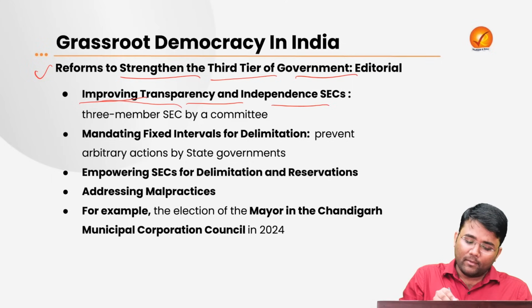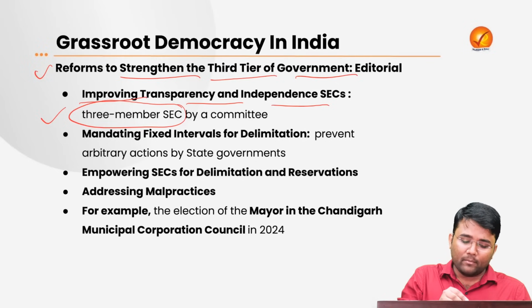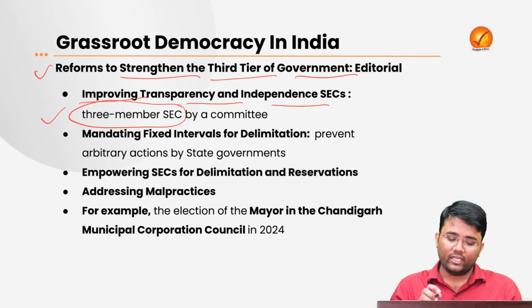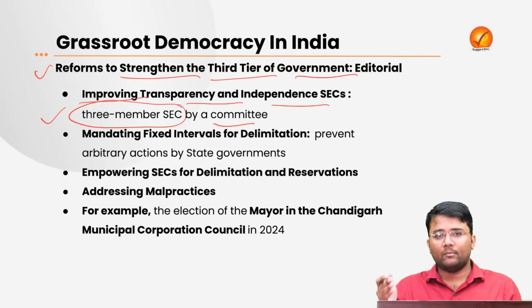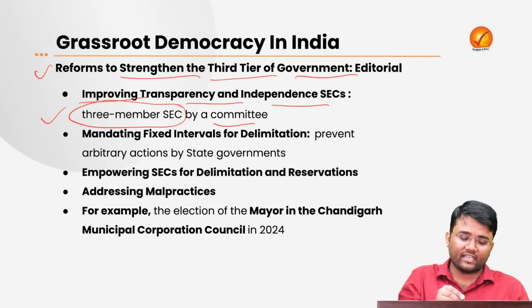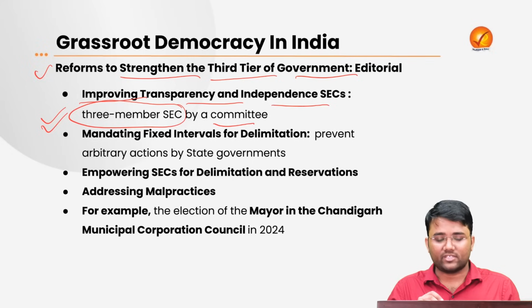There can be a three-member state election commission on the lines of the Election Commission of India, which is provided for under Article 324. These election commissioners at the state level can be appointed by a committee on the lines of the national level, in which there can be the chief minister, a minister nominated by the chief minister, and also the leader of opposition in the legislative assembly. This committee can recommend the names of the persons to be appointed as state election commissioners.